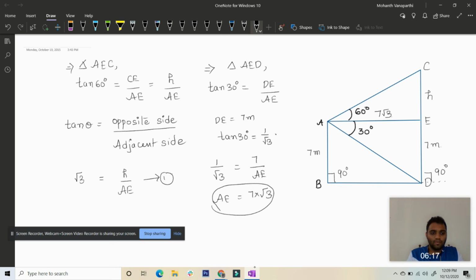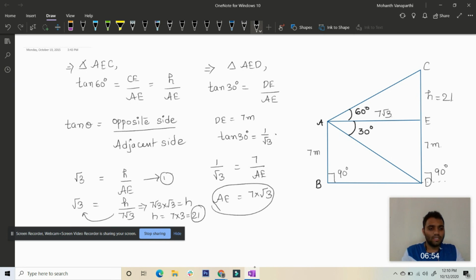If I substitute the value of AE in equation 1, I will get root 3 is equal to h divided by 7 root 3. Now I am transposing the 7 root 3, which is in the denominator, to the LHS. When I do that, I get 7 root 3 into root 3 is equal to h. So finally h is equal to 7 into 3, which is 21. So the value of h is equal to 21.